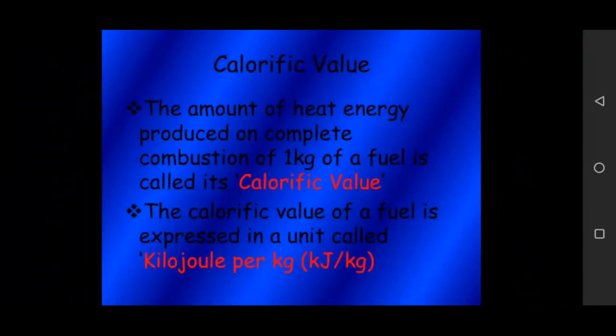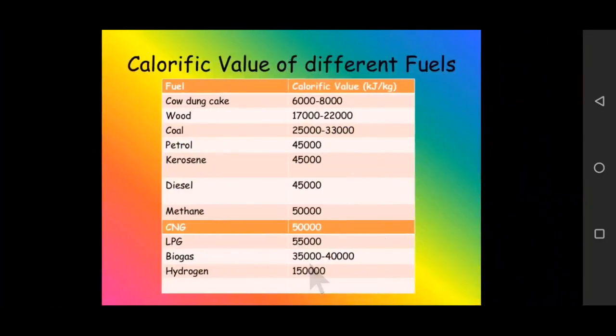Now next comes the calorific value. What is calorific value? It is the amount of heat energy produced on complete combustion of 1 kg of a fuel, and that is called its calorific value. The calorific value of a fuel is expressed in a unit called kilojoule per kg. So here are different fuels and their calorific values. Different fuels have different calorific values, as you can see in the table.